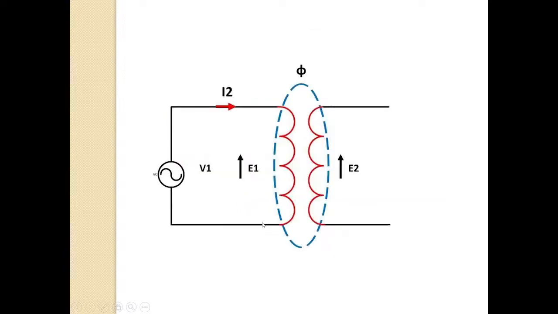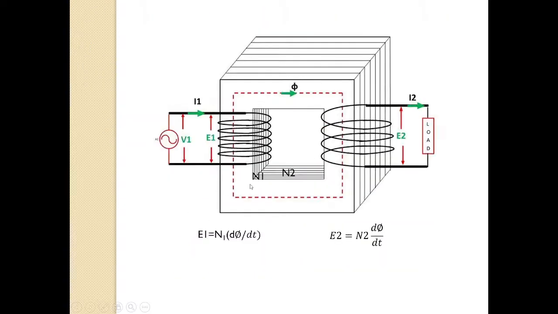So this is the induced voltage in the primary winding, E1 equal to N1 into d phi by dt, and the induced voltage in the secondary winding, E2 is equal to N2 into d phi by dt. It's very simple. So what is d phi by dt? It is the rate of change of flux linking. Rate of change of flux means how flux is varying with respect to time. That is d phi by dt.